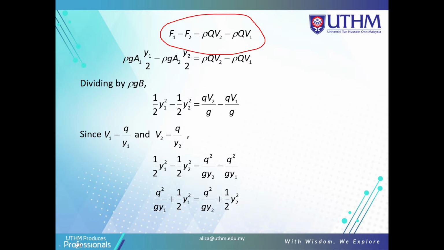Then convert from this formula. You just convert to this here, dividing by density times g times b. You convert to this part here, where V1 is equal to Q over y1, and V2 is Q, the discharge per unit width, divided by y2 here. So until you get this formula and this formula, and then finally you get this formula.